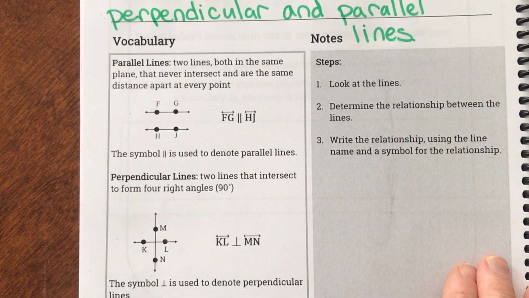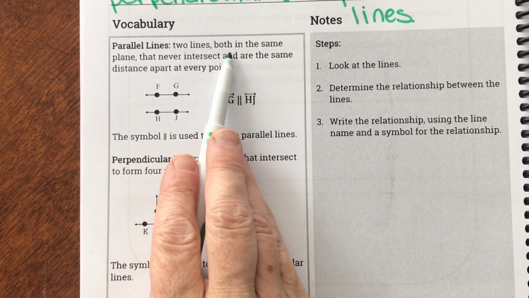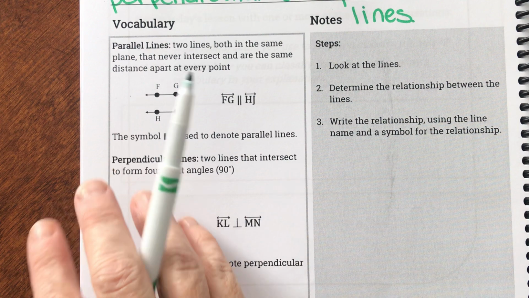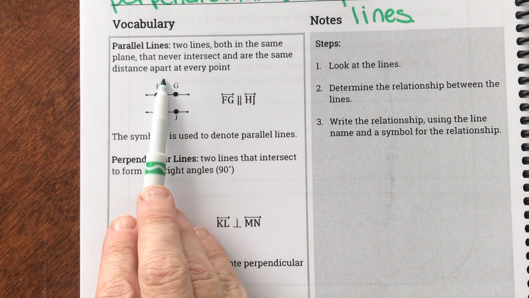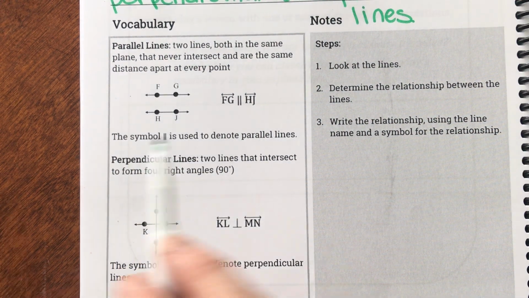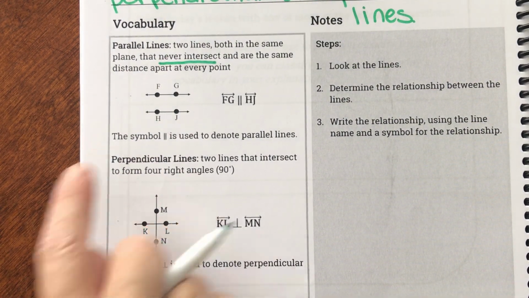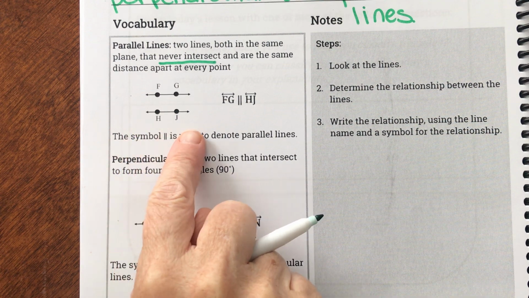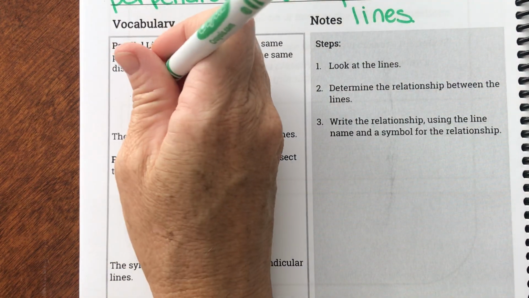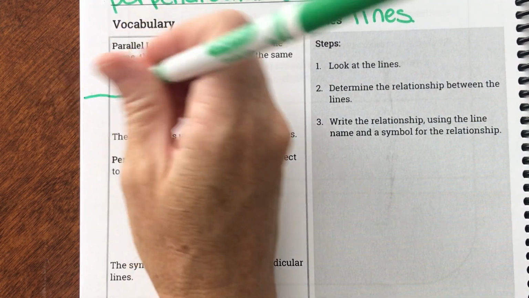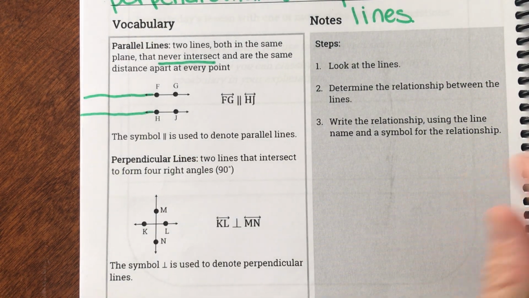Okay, so let's look at our vocabulary first. And we see where it says parallel lines. Two lines, both in the same plane, that just means in the same area, that never intersect and are the same distance apart at every point. Okay, we're going to underline never intersect. If I look at line FG and line HG, they are parallel. The reason is if they go on forever, if I continue drawing them, and if I was really straight, they're still not going to touch. That is what parallel means.